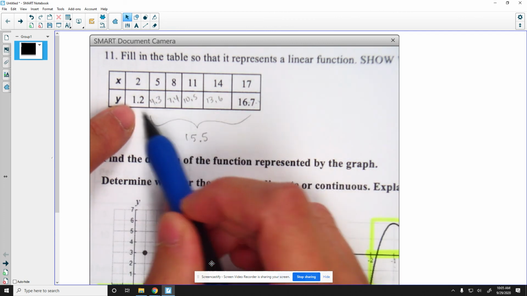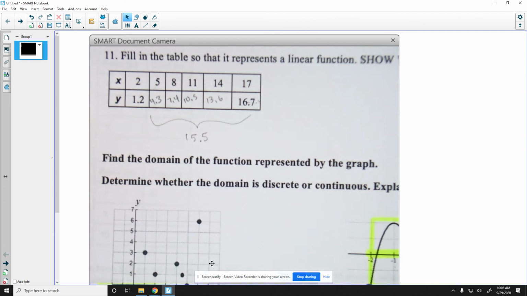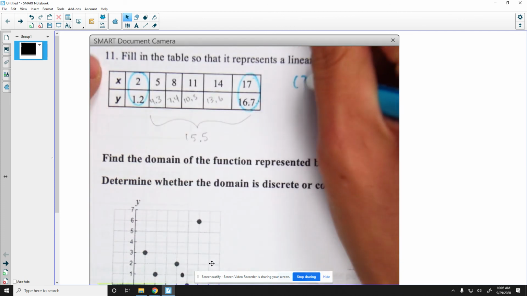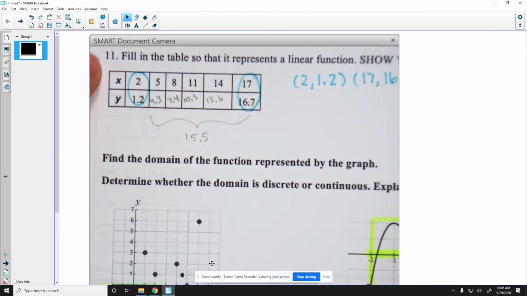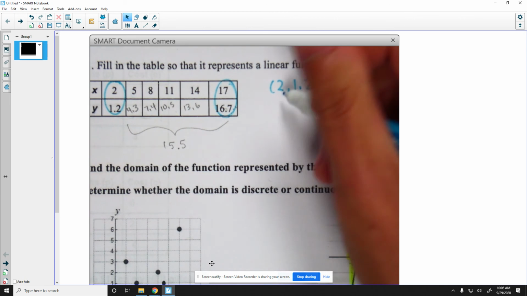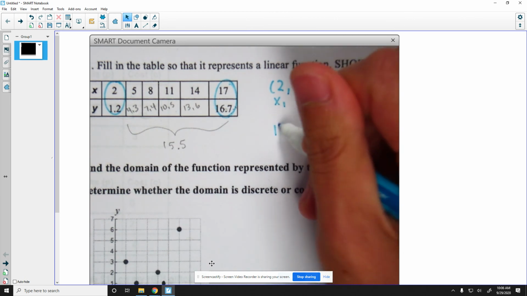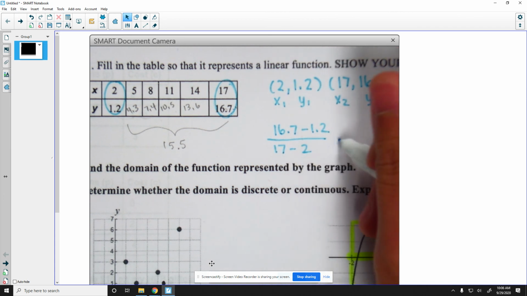The slope is what is your change? How much am I changing it by to add, to add, to add? Well, to find slope, I have 2 points. Can't I say, oh, I have the points 2, 1.2 and 17, 16.7. So let's find the difference between here and here. So here's my x1, y1, x2, y2. So y sub 2 minus y sub 1, divided by x sub 2 minus x sub 1.